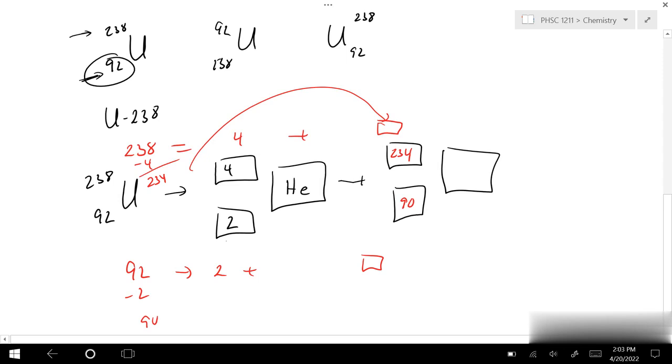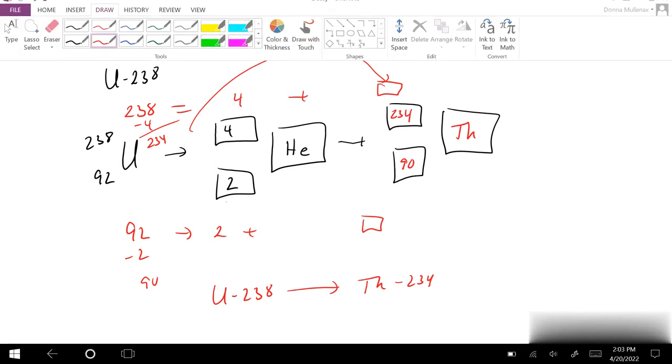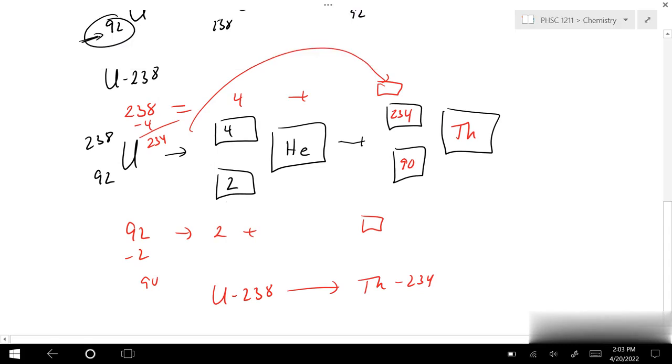Now you go to your periodic table and find the element that has the atomic number of 90, and you will see thorium, Th. This is how an alpha decay works. Uranium-238 will decay to thorium-234. So you've got uranium-238, and that will decay to thorium-234. That's your alpha decay. Well, but what about a beta decay?